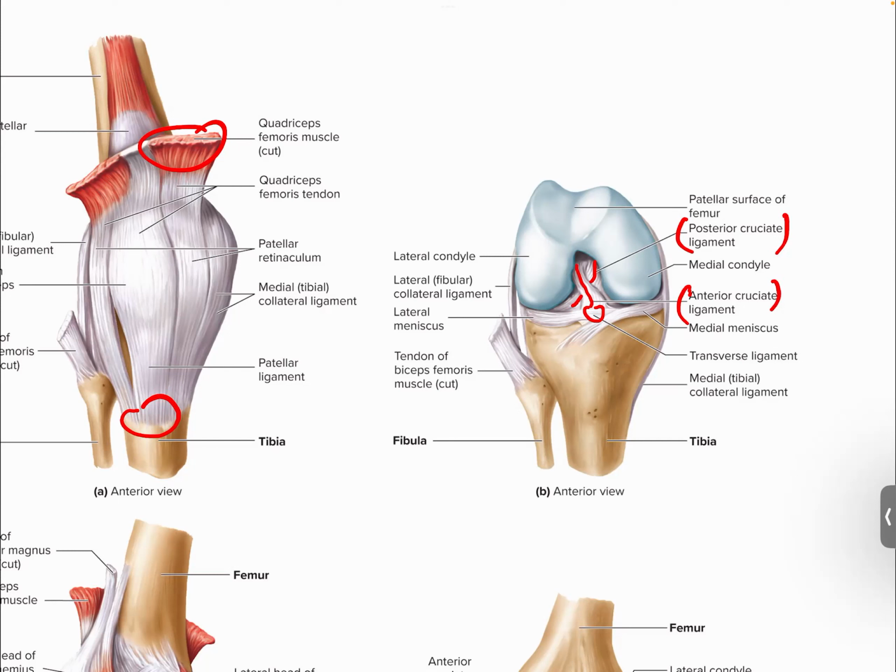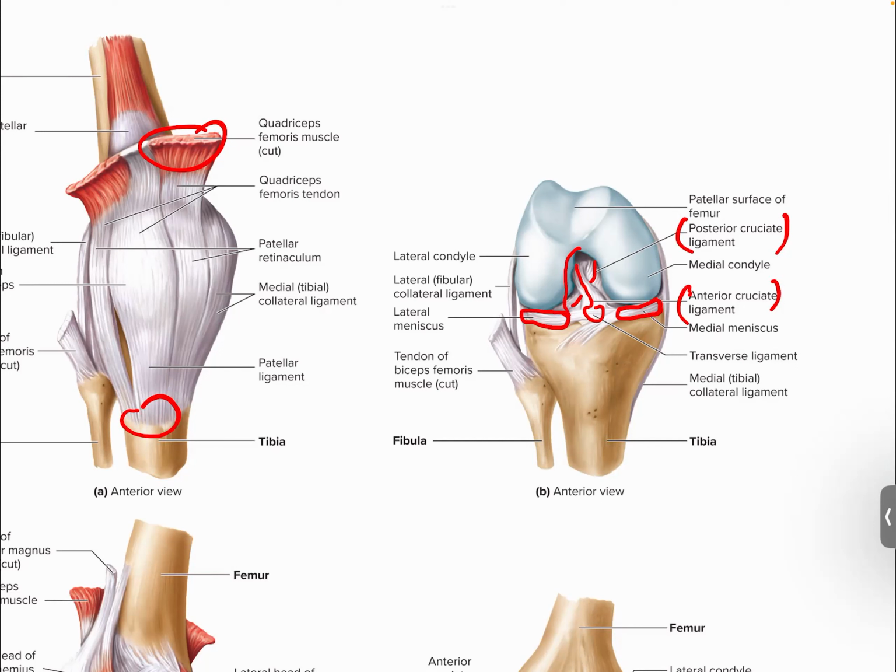And then of course, underneath that, so that's in between. So underneath that, you have your meniscus. So you have your lateral meniscus here. So there's a little pad right there, and your medial meniscus right there. So the ACL and the PCL are in between the two menisci.